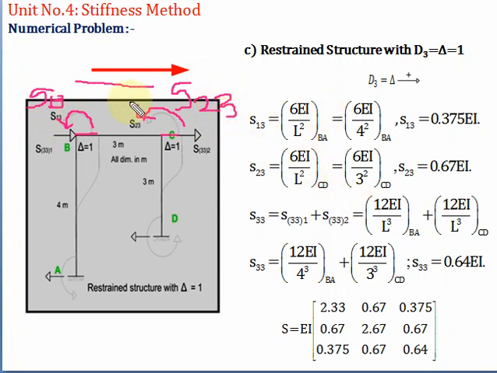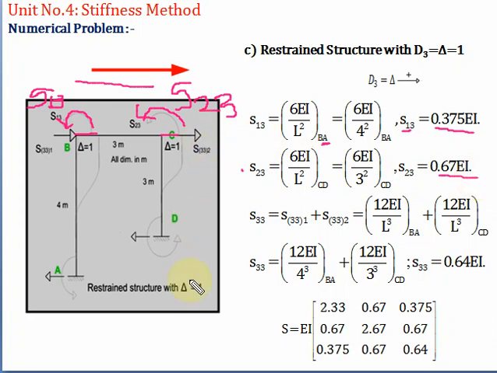For both the values, what will be the moment induced? It will be 6EI upon L square. Now here, this is for which member? BA. What is the length of member BA? 4. So 6EI upon L square, that is 4 square. So we are getting a value of 0.375. This is S13. What is the value of S23? Again 6EI upon L square, but what is the length of member CD? It is 3 square. So we are getting a value of 0.67.